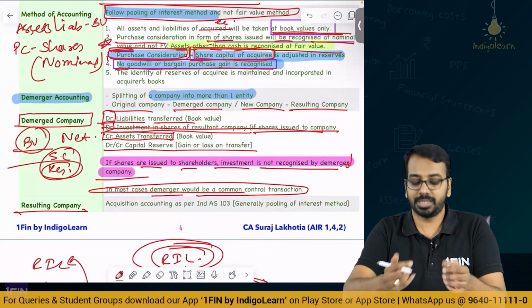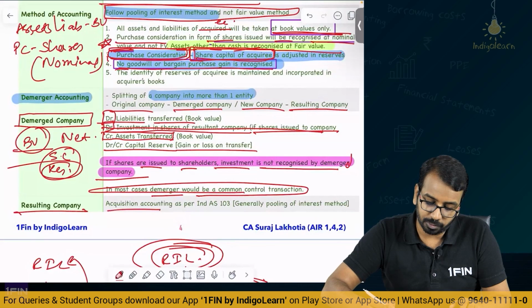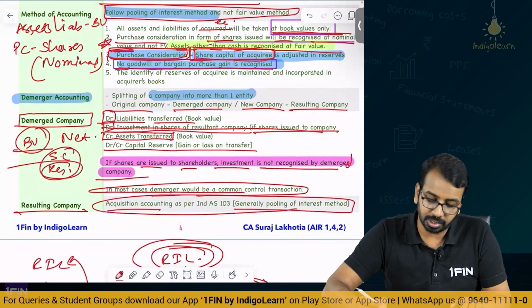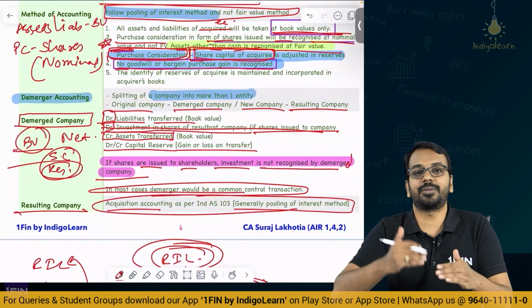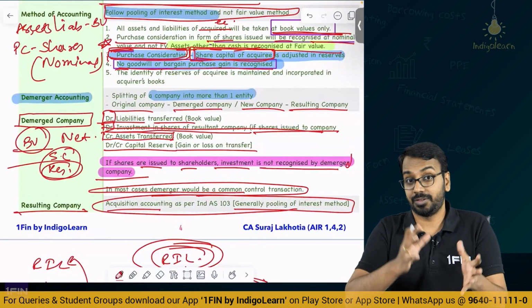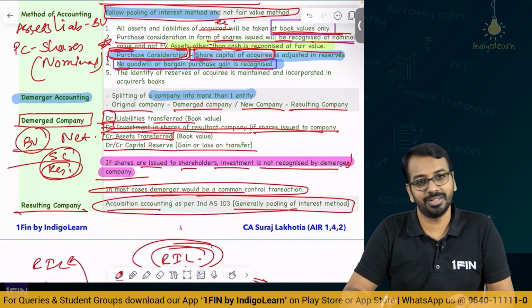As far as the resulting company is concerned, they will follow acquisition accounting using the pooling of interest method in most of the cases. Incorporate everything at the book value, compare that with the purchase consideration, and if there is any difference, it will be adjusted in the reserves.